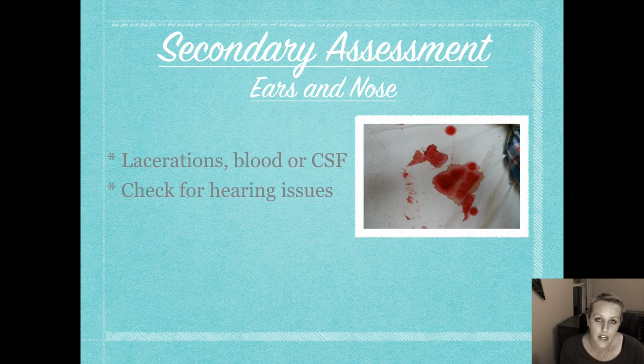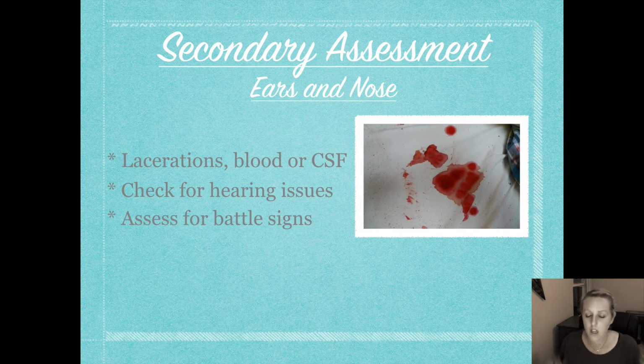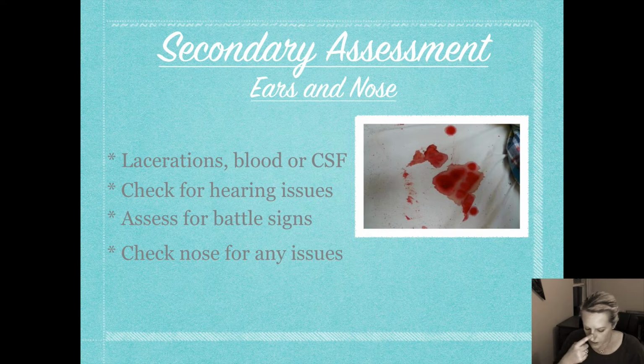We also want to check for any hearing issues. You should be able to know if they have any major hearing loss, but the best way to do it is to put your hands behind the patient's field of vision and snap and have them say which side it's coming from. Also, we want to assess for Battle's sign, which is the bruising behind the ears. We also want to check the nose for any issues. Anteriorly and inferiorly, we want to look for asymmetry, deformity, wounds, foreign body, bleeding, or tenderness. That's easy.